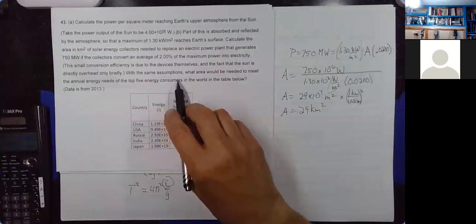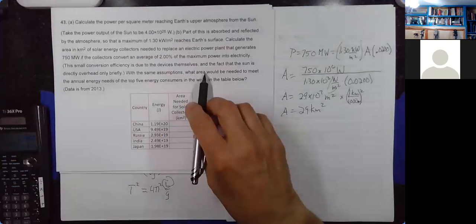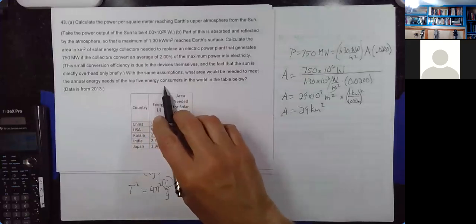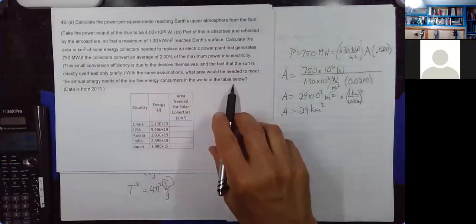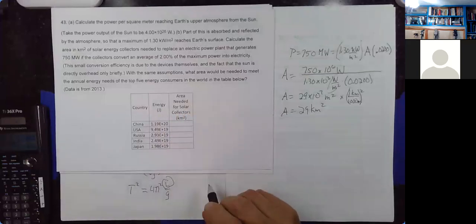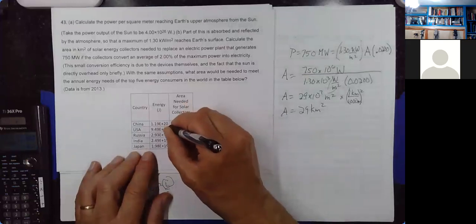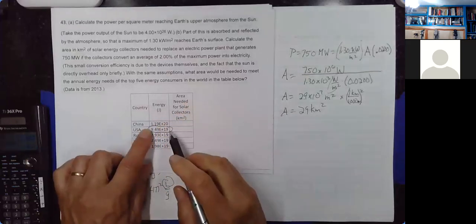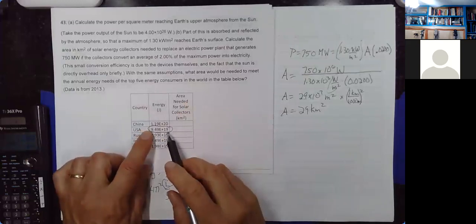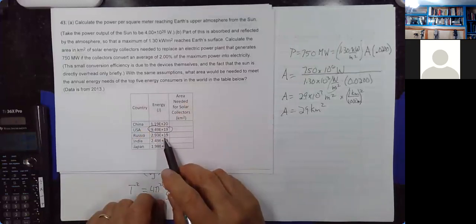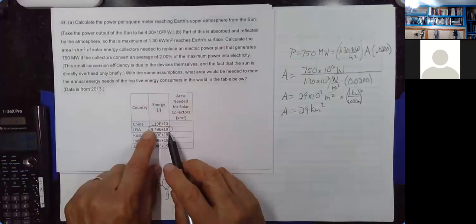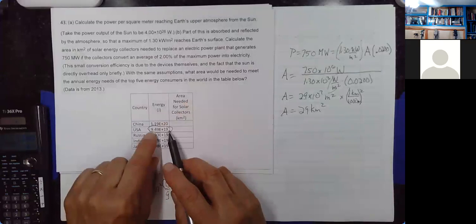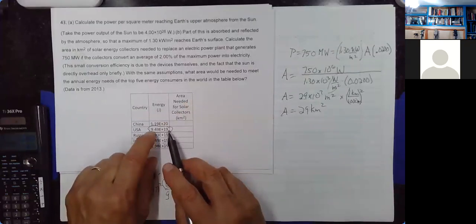Okay, but with the same assumptions, what area would be needed to meet the annual energy needs of the top 5 energy consumers in the world? And we'll look at the table below. Let's just do it for the US and see if we can figure it out. Now, this is the number of joules used per year. And so to get an actual power on there, we're going to have to divide that amount of energy by the number of seconds in a year.